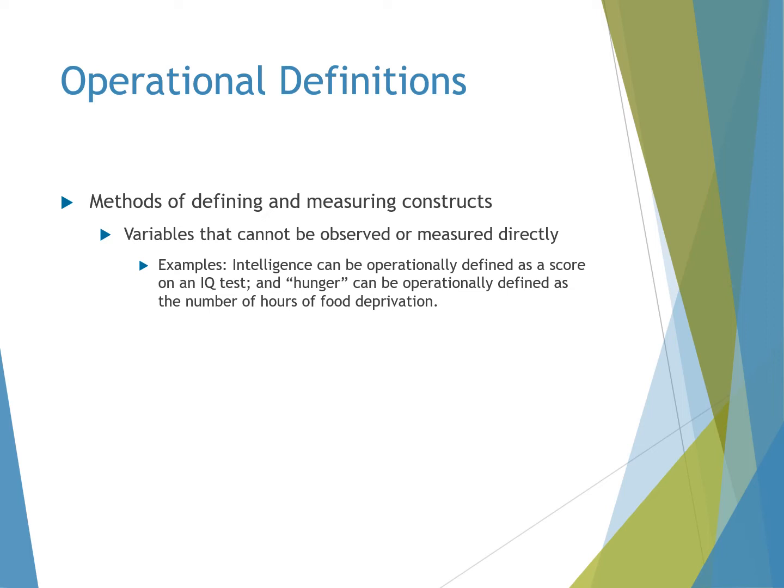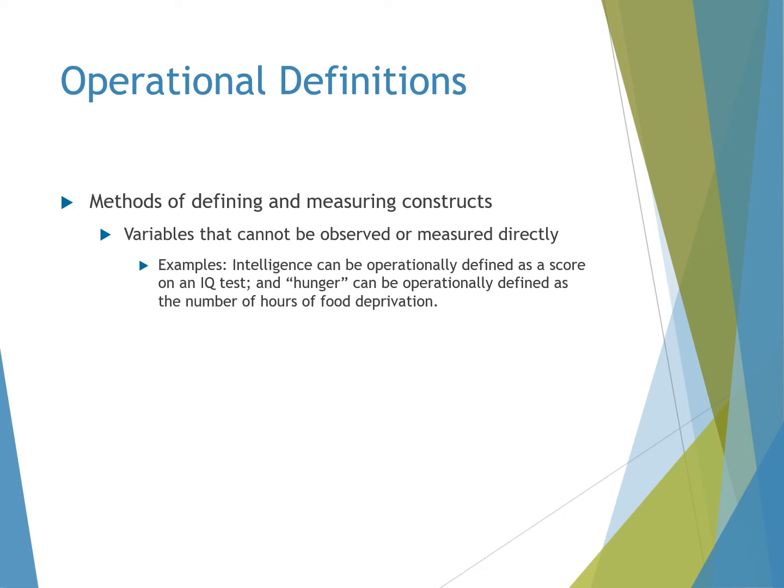An example is intelligence. Intelligence in and of itself is an abstract construct that we cannot directly measure, but we might define intelligence as somebody's score on an IQ test. Hunger is something that we may have personally experienced, but you can't objectively measure it, but maybe we operationally define hunger as the number of hours of food deprivation.